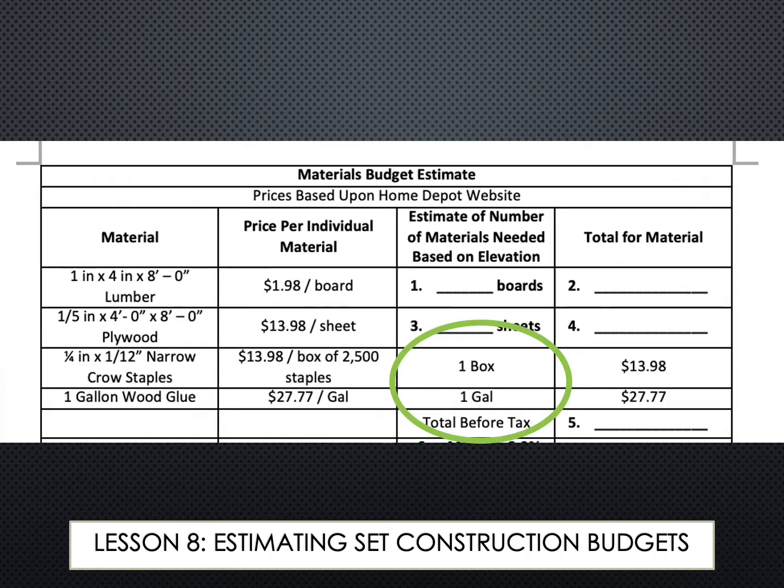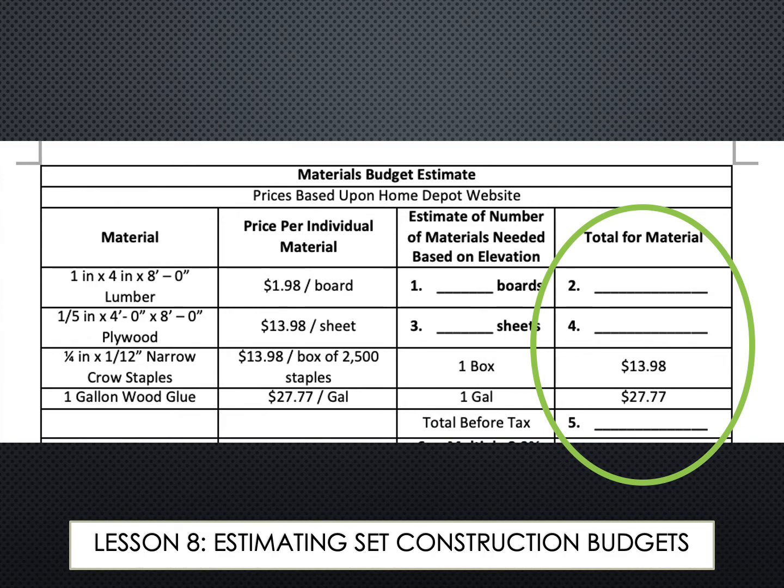A box of 2,500 narrow crown staples and a single gallon of wood glue would be adequate to build this wall plus additional flats for a set. Create a preliminary total by adding up everything between numbers 2 through 5.